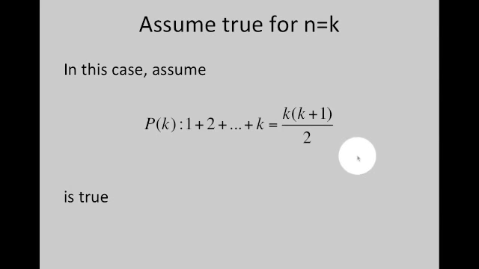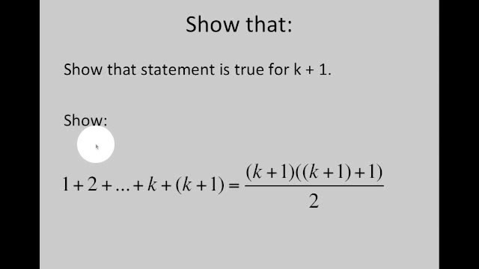This is extremely important, especially in tests, because if you don't write this, you lose points. So you have to assume it's true for another variable. You can't assume it for n because that's what we're trying to prove. So assume that this is true, and we have to show that the proposition is true for the next term as well.